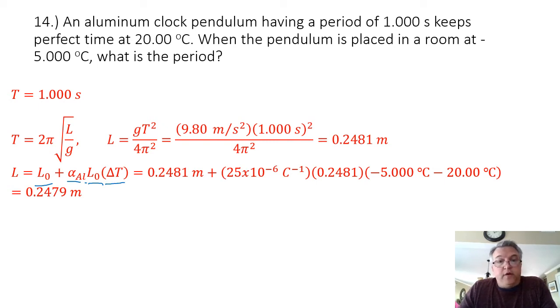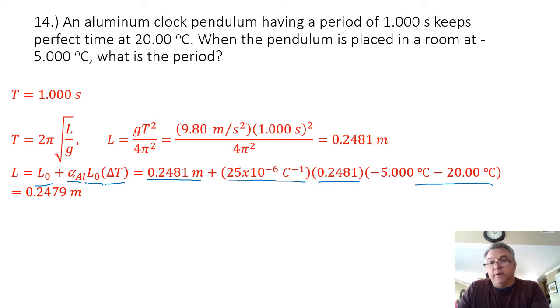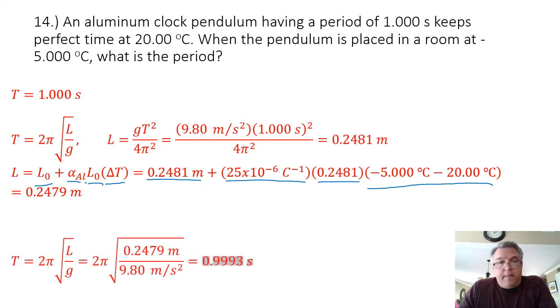So I'm going to plug my known values into this equation. The initial length of the pendulum is 0.2481 meters. My coefficient of linear expansion for aluminum is 25 times 10 to the -6 degrees Celsius to the -1. Multiply that by my initial length and my change in temperature. Remember, change in temperature is the final value minus the initial value. So my final temperature is -5 degrees Celsius, and my initial temperature was 20 degrees Celsius. When I do that math out, I'm going to get a new length for the pendulum of 0.2479 meters, slightly different than the initial length.